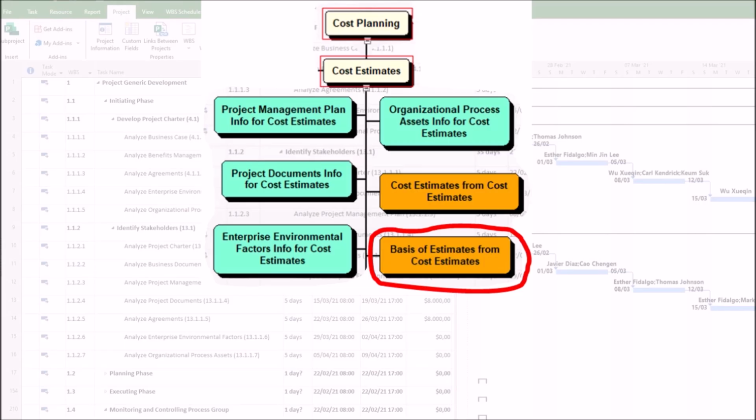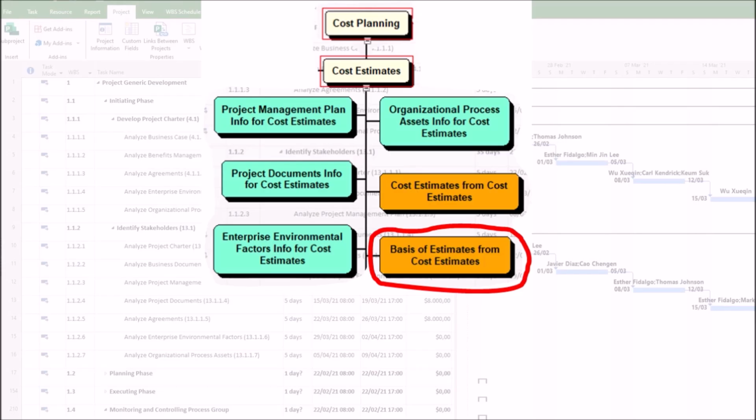PMBOK emphasizes its role in supporting sound financial decision-making throughout the project lifecycle. As a final message, we have some strategies to have a solid basis of estimates. First, use multiple estimation techniques, such as parametric, bottom-up, and three-point. Second, document all assumptions, constraints, and data sources.